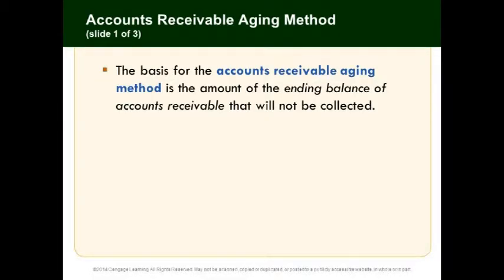The other way to account for bad debt is based on accounts receivable, or the aging method. The aging method is the amount of the ending balance of accounts receivable that is simply not going to be collected. If you're an accountant or you know somebody in accounting, you can always run an aging report to show you how many of your customers are not paying you beyond the terms that they agreed to.